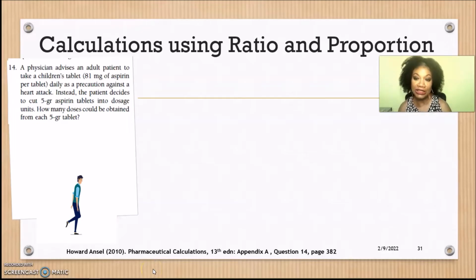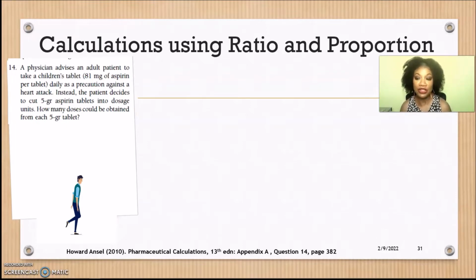Hi colleagues, finally we are at the last two questions that we didn't get to do in the tutorial class, and we are going to explore using both methods, both the ratio and proportion and the dimensional analysis method.